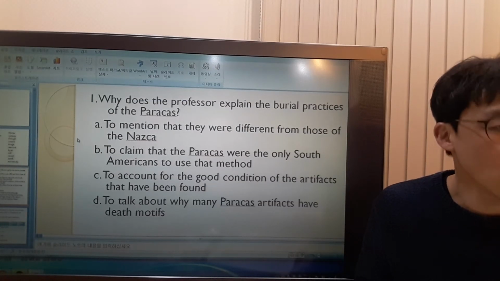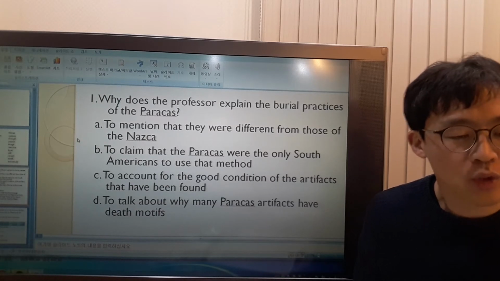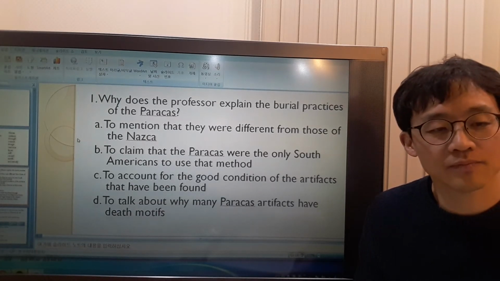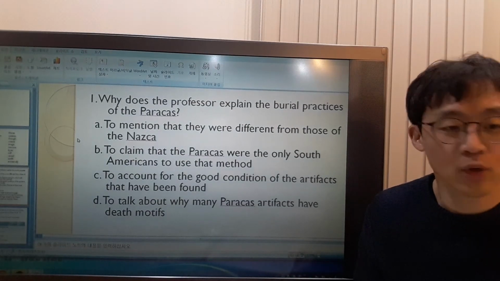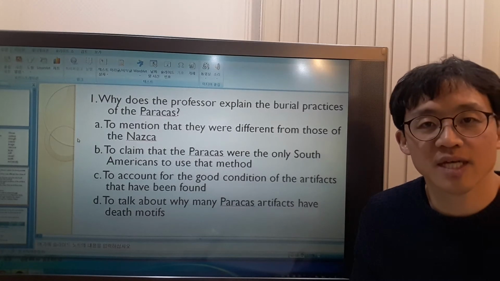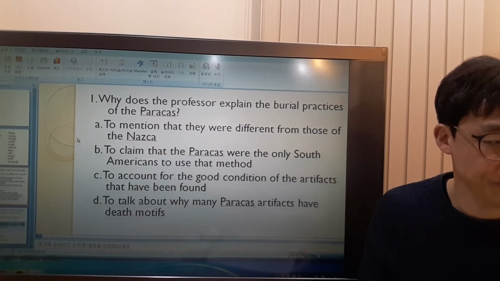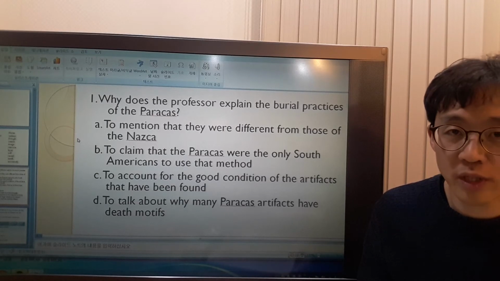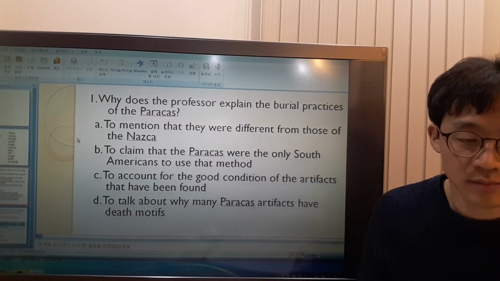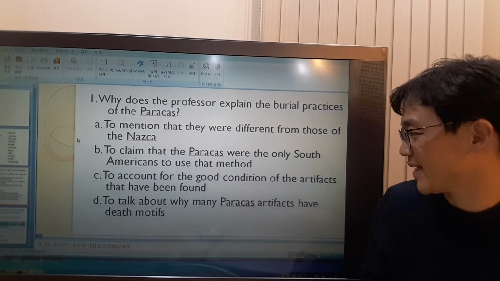The question: Why does the professor explain the burial practices of Paracas? What does burial mean? Burial means the action of burying. Okay? What is practice? Practice is something that is actually done. So why did he explain the burial practices? To say that the artifacts were in a good condition. Do you understand? Because they were like Egyptian mummies. So C is the answer. To account for the good condition of the artifacts that have been found.